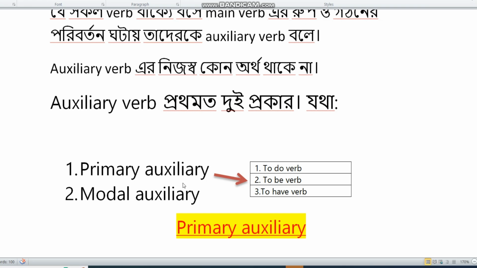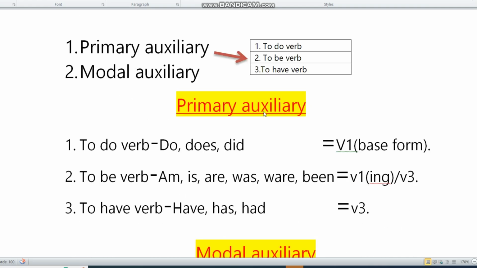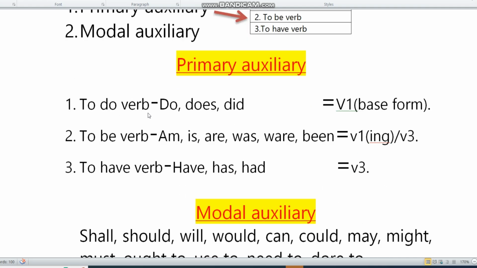So primary auxiliary verbs are of three kinds. First one, the do verb, second one, the be verb, and third one, the have verb. So we have to know what the do verbs are, what the be verbs are, and what the have verbs are. So let's go. We learn this. So the do verbs are do, does, and did.